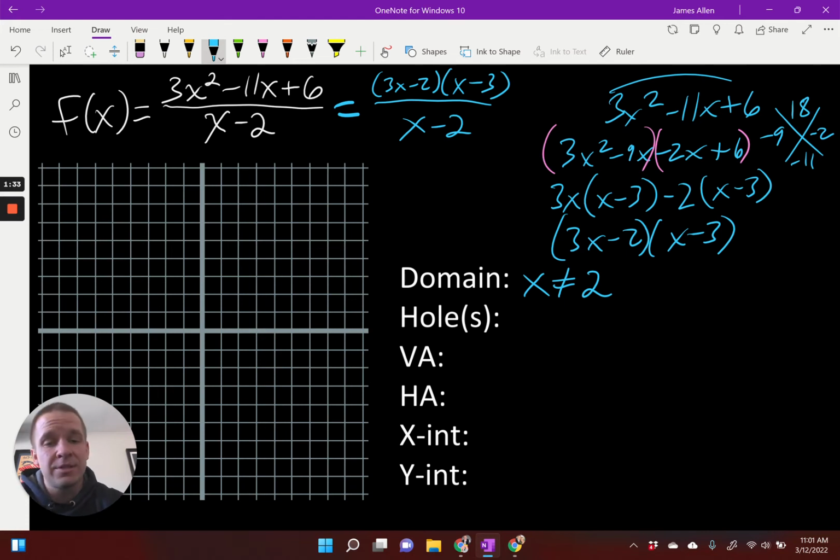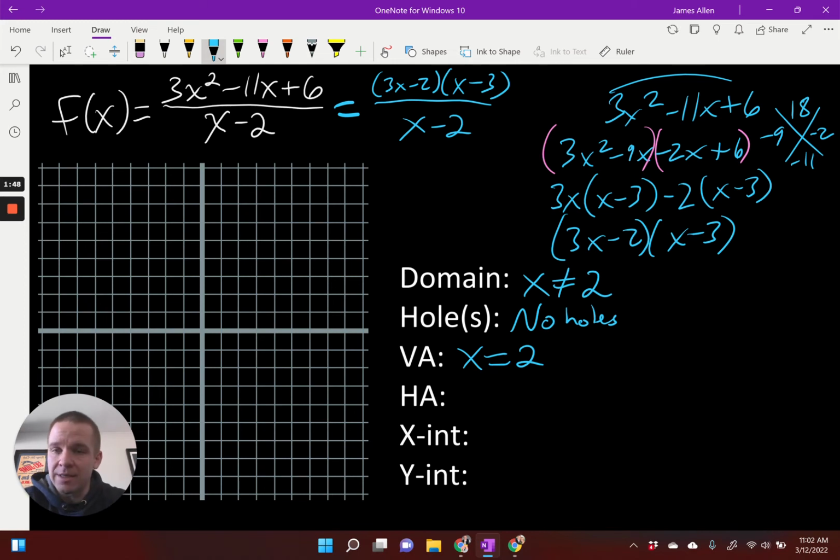Holes. Did I have anything cancel? Nope. No holes. How about vertical asymptote? Do we have anything left in our denominator? Yes. So x equals positive 2 is the equation of that vertical asymptote.